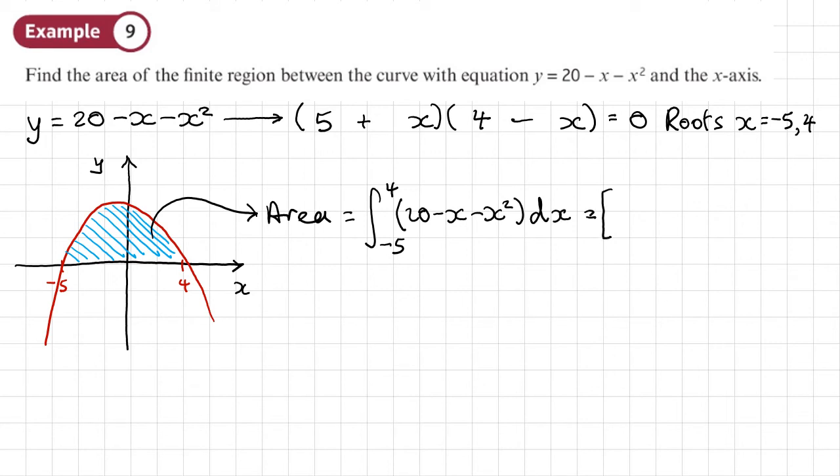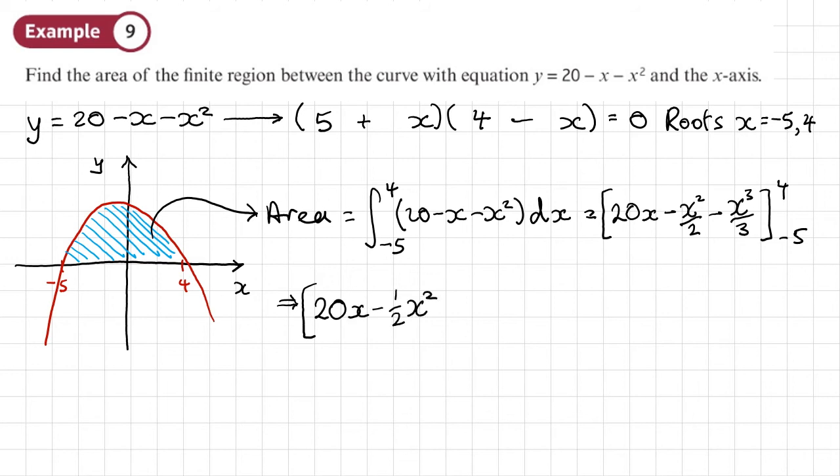So now the next bit goes into square brackets. 20 will become 20x, minus x, add 1 to the power, divide by the new power, and then the x squared, add 1 to the power, divide by the new power, and the limits of 4 and negative 5. Now we don't need to tidy this up because we're going to be substituting in anyway, but I just like to do that. So 20x minus a half x squared minus a third x cubed with the limits of 4 and negative 5. So now comes the substitution.